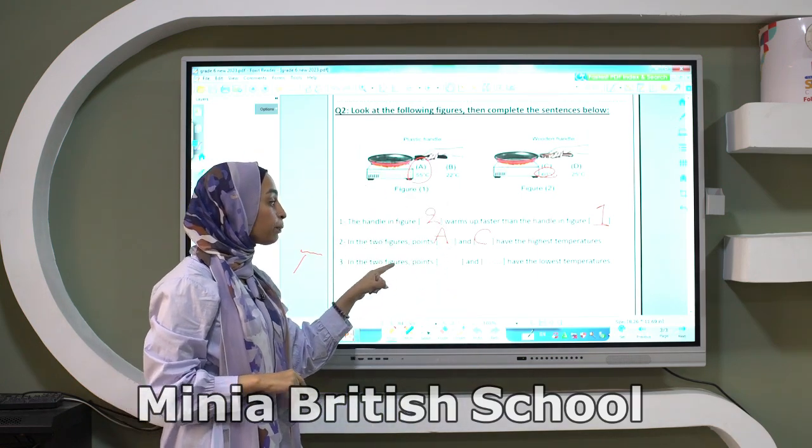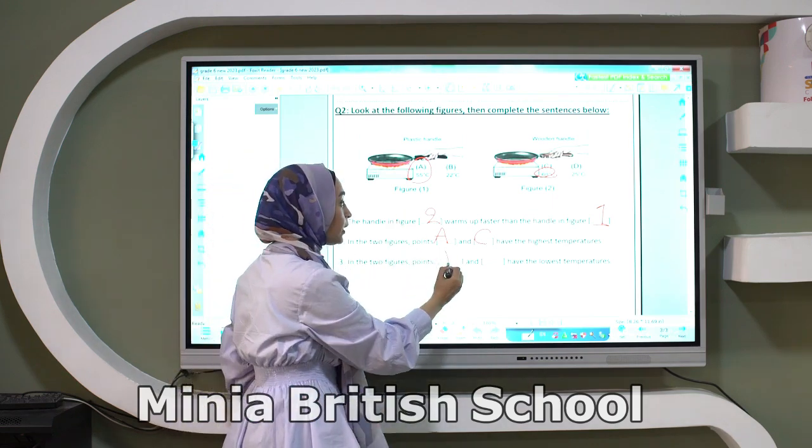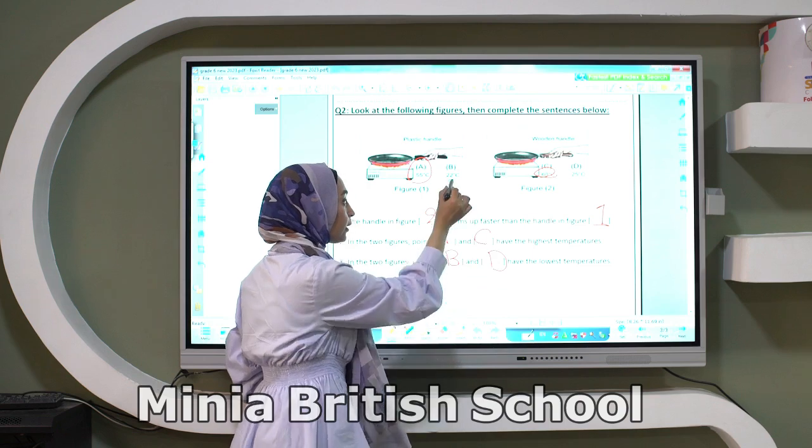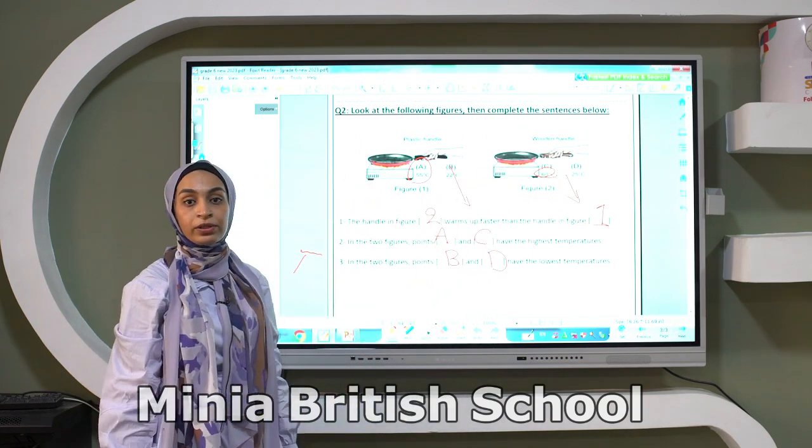In the 2 figures, which points have the lowest temperature? The lowest are B and D. 22 and 25 have the lowest temperature.